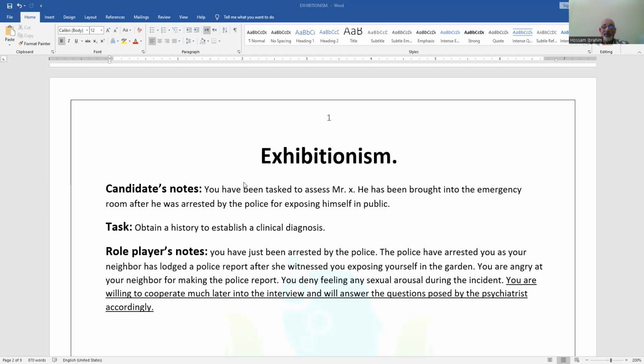In the station, you will be in the emergency room, and the police will bring you a patient because he has been exposing himself in public. Your task is to take history and establish a diagnosis. Pay attention to the task: this means that you must establish a clinical diagnosis at the end.